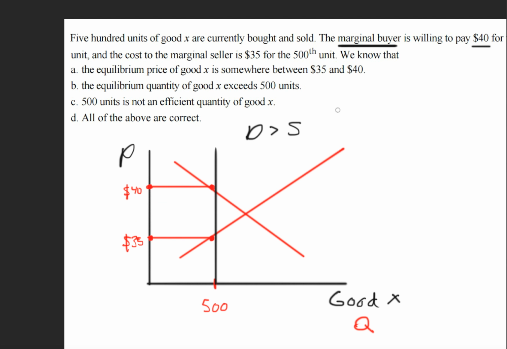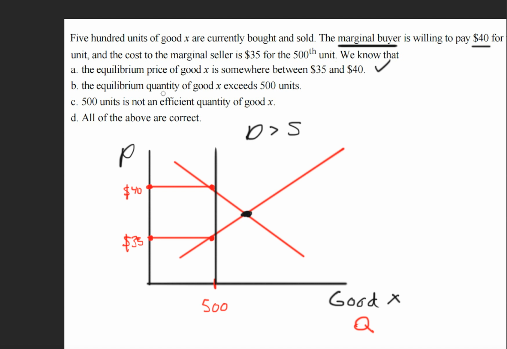A, the equilibrium price of good X is somewhere between $35 and $40. That is correct because these prices are different. If they are the same, we know that it'll be at equilibrium, but it's not going to be above $40, as you can see right here. Even though this is a rough estimation, we could easily see that it's in between $40 and $35.